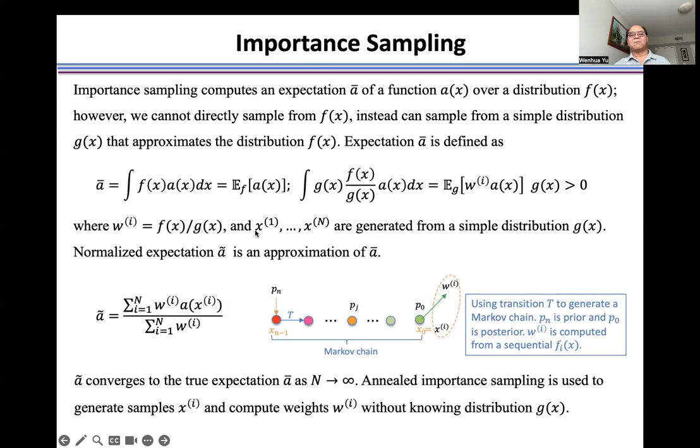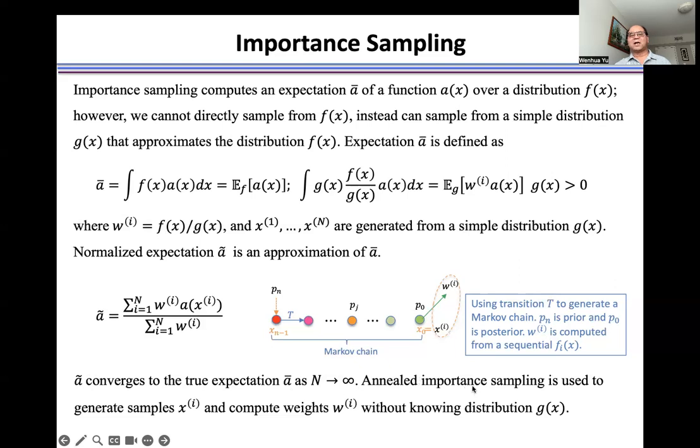If we can get the samples x1 to n from a simple distribution g, we can calculate the normalized expectation. This normalized expectation converges to the true expectation as n tends to infinity. However, if f is a complex distribution, it's very hard to specify a simple distribution g.